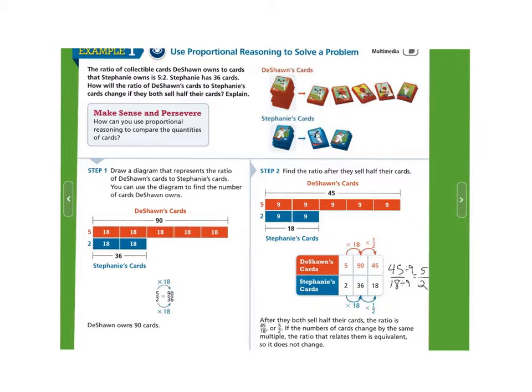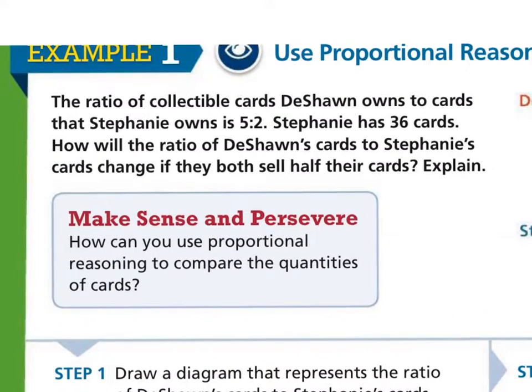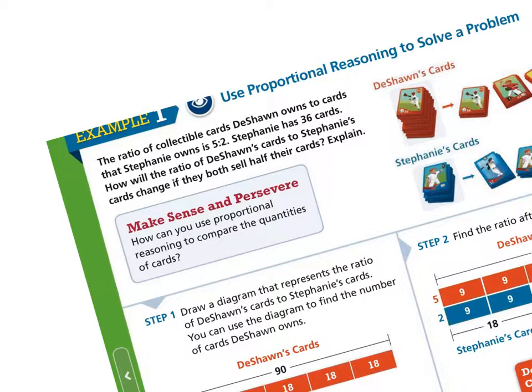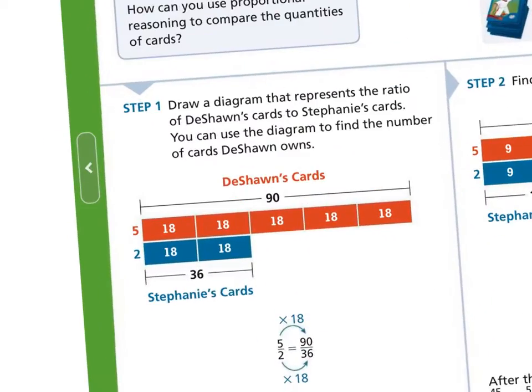So example 1, the ratio of collectible cards Deshawn owns to cards Stephanie owns is 5:2. Stephanie has 36 cards. How will the ratio of Deshawn's cards to Stephanie's cards change if they both sell half their cards, and explain? Okay, so first of all, we have to figure out actually how many cards Deshawn has.